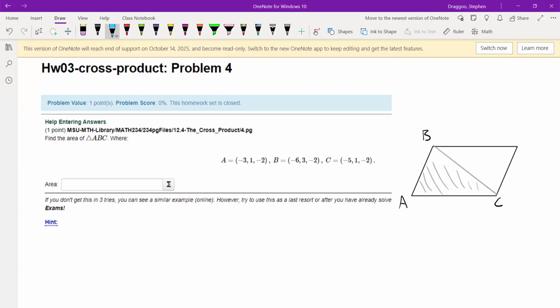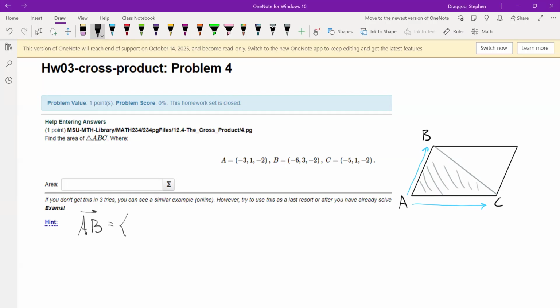In particular, the cross product I'm going to look at is AB cross AC. If I look at those two vectors and take the magnitude of their cross product, I should get the area of the parallelogram. And then if I just cut that in half, I'll get the area of the triangle. So, step 1, finding vectors AB and AC.